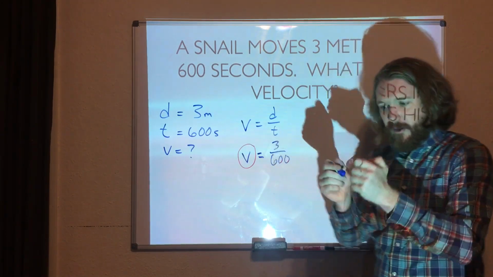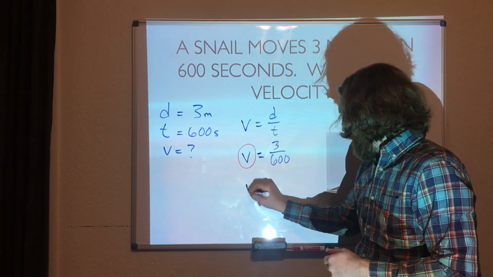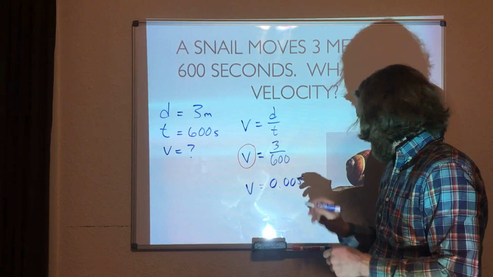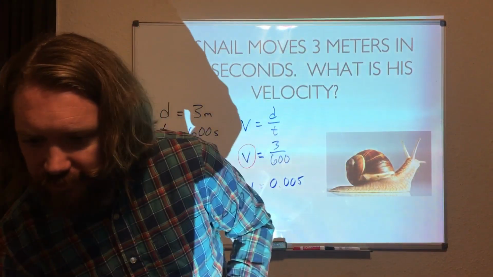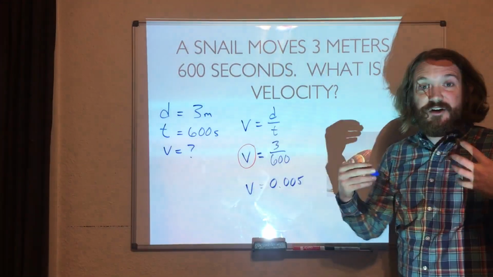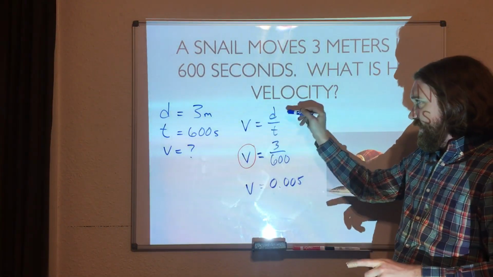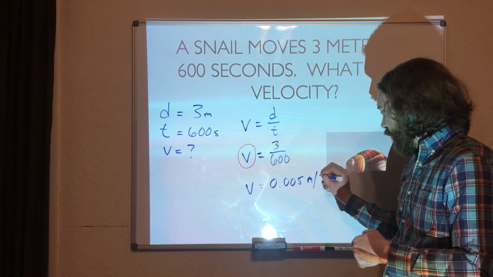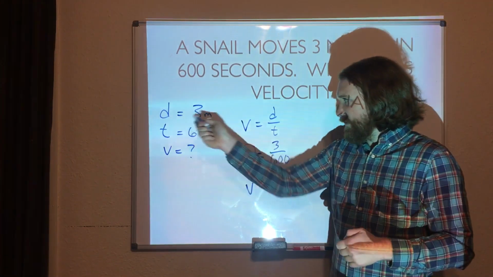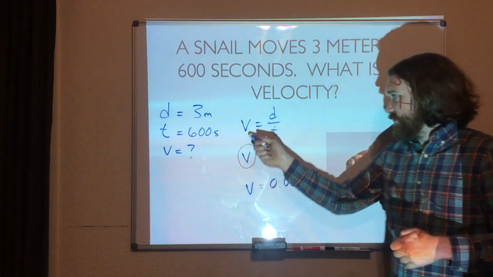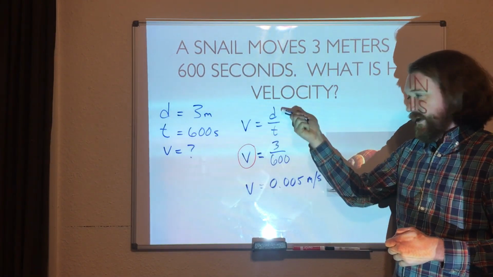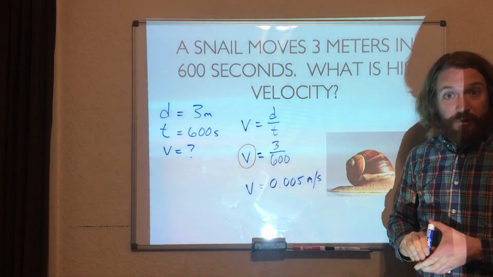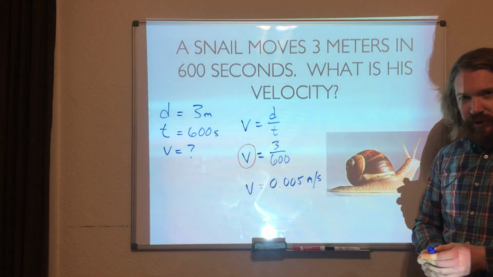So all I have to do is the math. And if you take your calculator, boop, boop, boop, boop, 3 divided by 600 gives me 0.005. Okay, I wrote these down. And now we just need our unit. So remember, velocity equals distance over time. So my unit is meters per second. Distance is meters, time is seconds, velocity is meters per second. Meters divided by seconds. And there is how you solve a problem. Okay? Good?